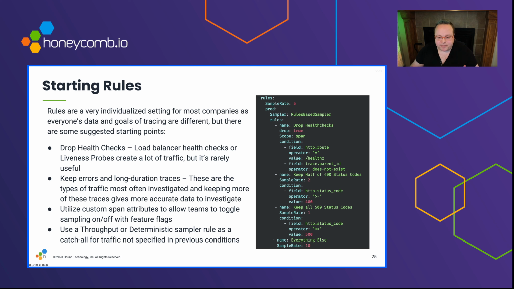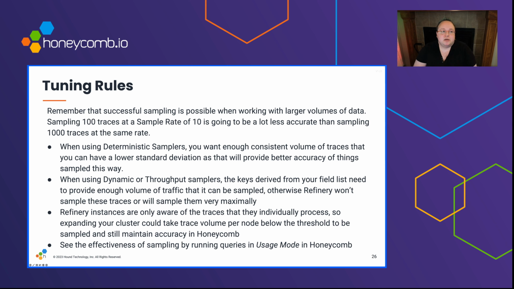We wouldn't set that sample rate to 1,000 or set the throughput goal to 1 trace per second, but you have a deterministic or a throughput sampler as the catch-all, because if you just leave it to a dynamic sampler, you will have a whole bunch of stuff that doesn't get sampled because your keys will most likely be all over the place.